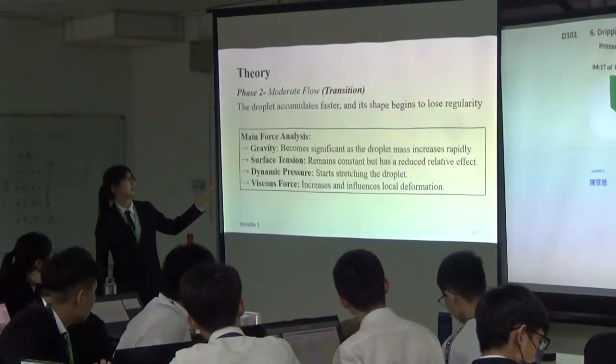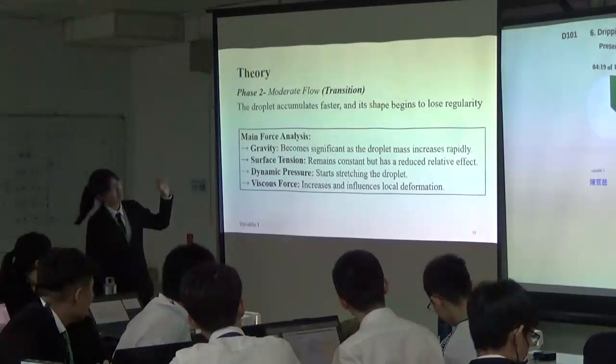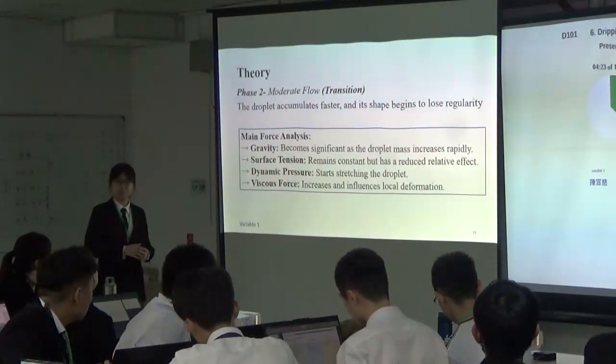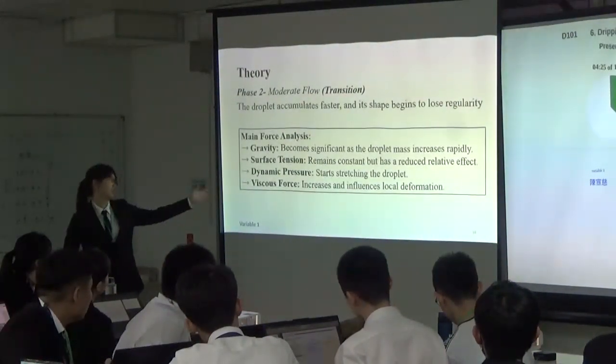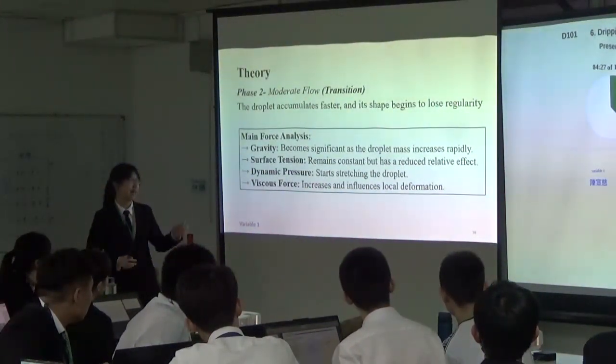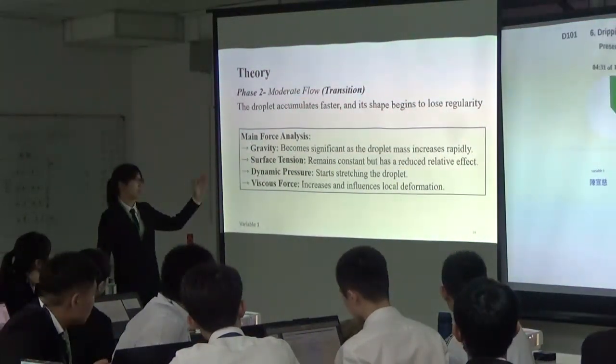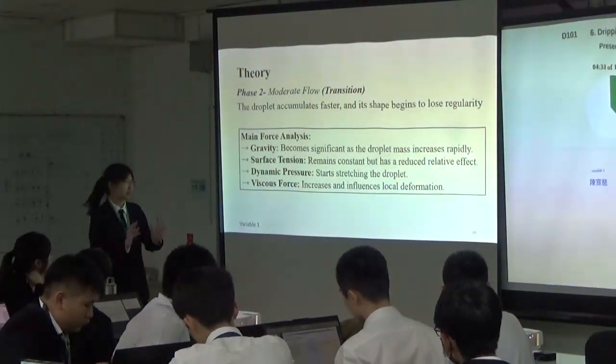And stage 2 is moderate flow, also the transition mode. Here, gravity becomes significant as the droplet becomes bigger. The surface tension remains constant, but it has a reduced relative effect. And the dynamic pressure and the viscous force start to increase.